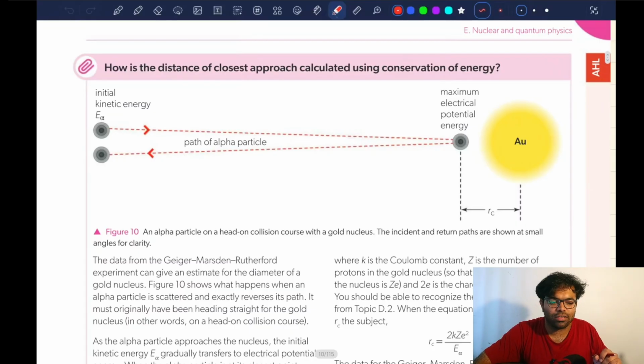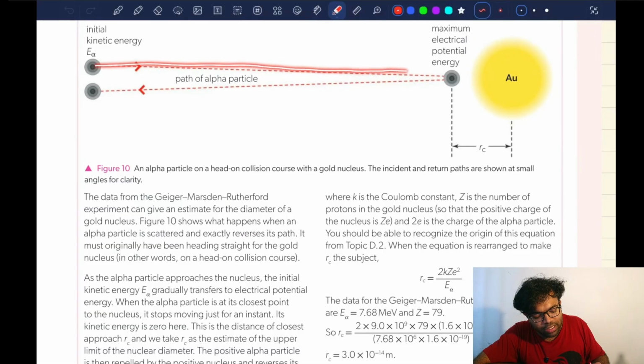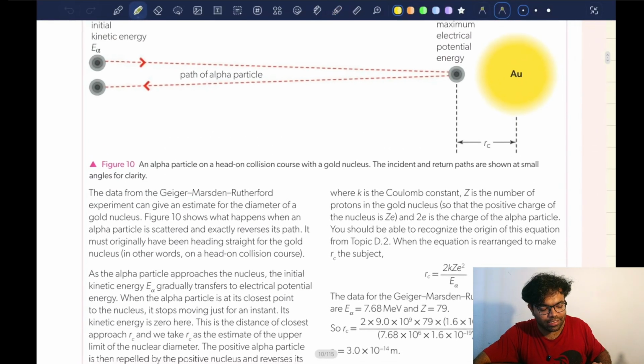The final velocity is what gives the alpha particle the kinetic energy required to move. Kinetic energy is the energy of motion. So the alpha particle is initially given a kinetic energy, and this kinetic energy allows the alpha particle to go very near to the nucleus. Now let's discuss what the theory is saying.